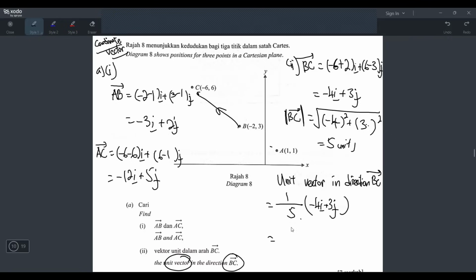Okay, now I will take this one, I darab masuk lah. So when I darab 1 over 5 means bahagi 5. So you get negative 4 bahagi 5. This one divided by 5, you get 3 over 5. And that's the answer. Okay, sudah siap.